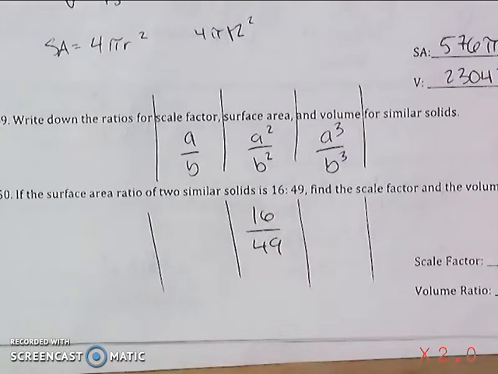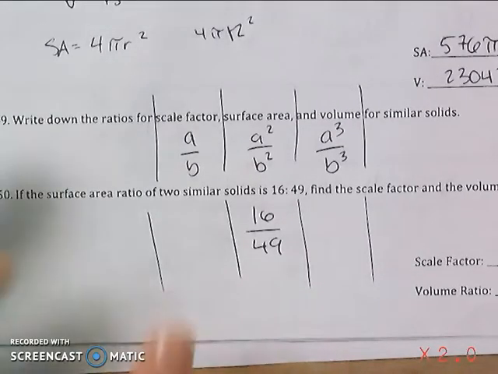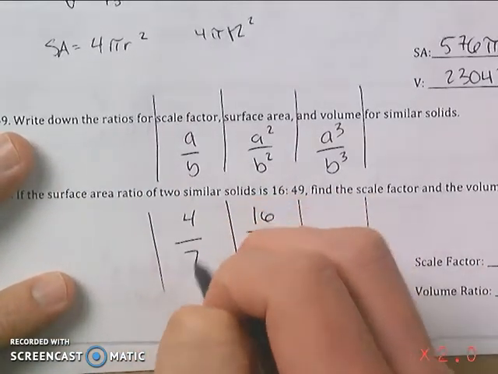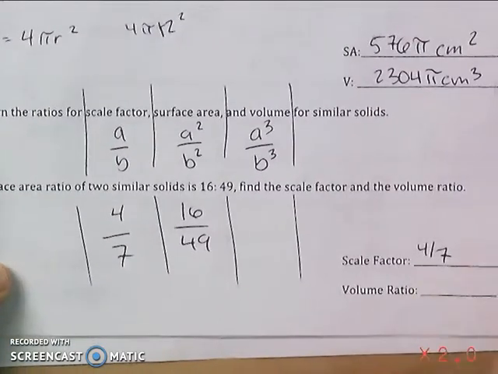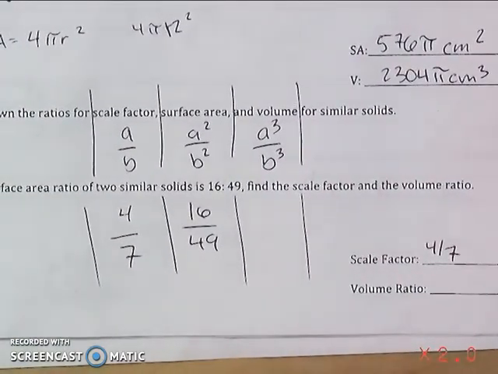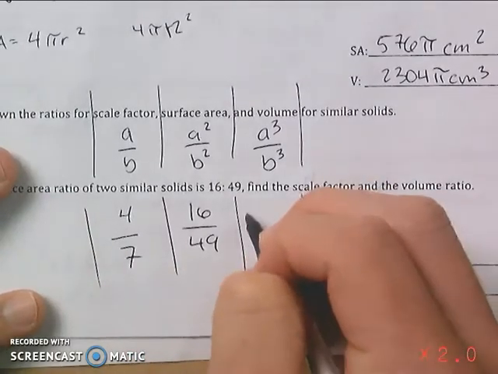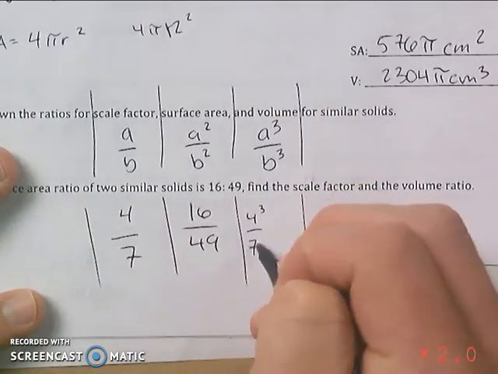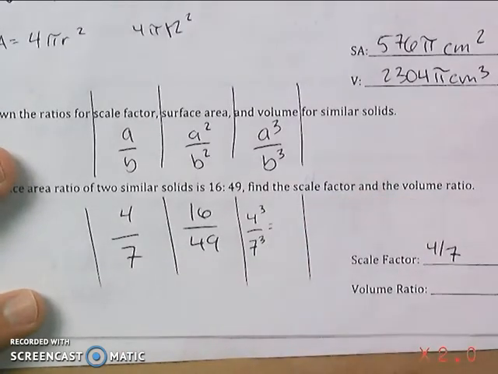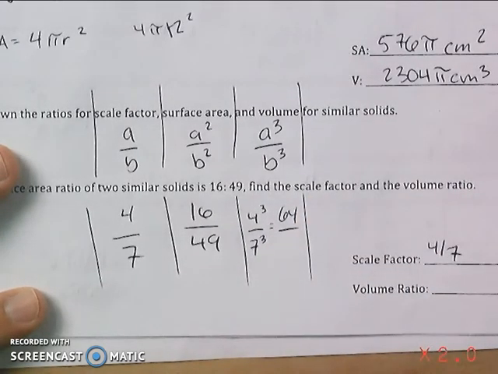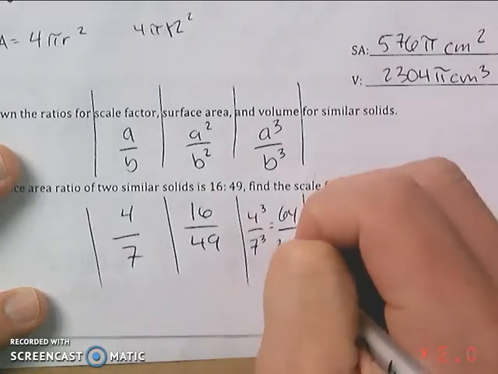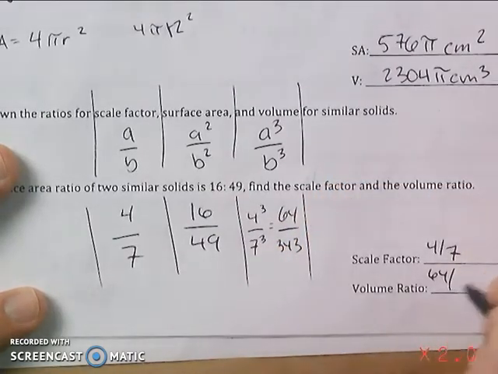Okay, so if 16 to 49 is my A squared to B squared, if I were to take the square root of it, I'd go back to my scale factor. That would be 4 over 7. That's how I get my scale factor over there. And then to get back to here, this would be the equivalent of 4 cubed to 7 cubed, also known as, I believe, 64 on the top, and I think this one's 343. So we get 64 over 343.